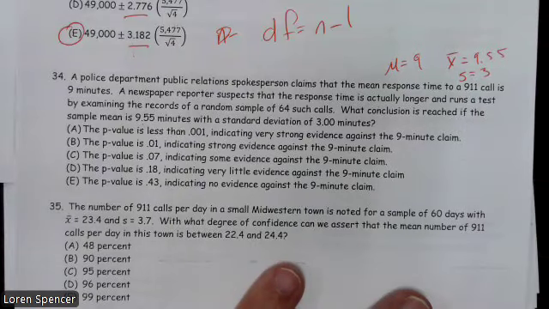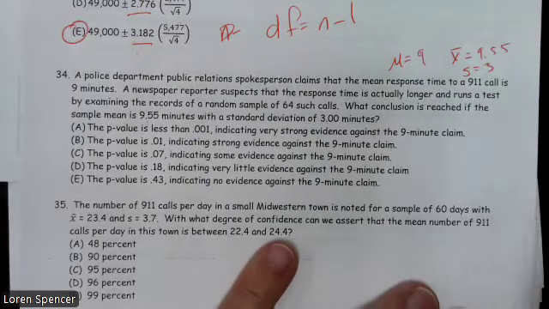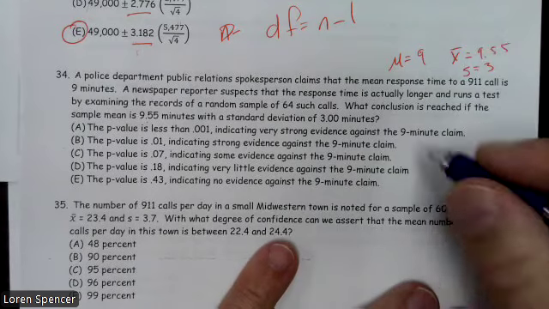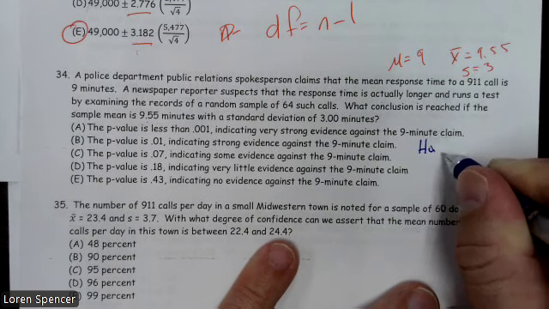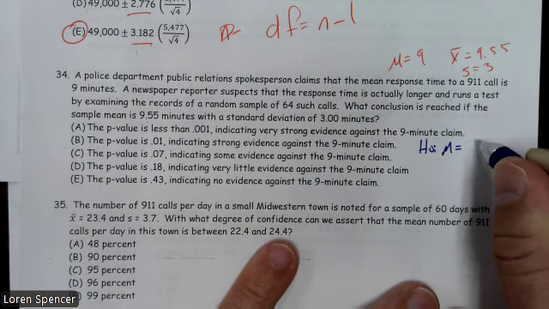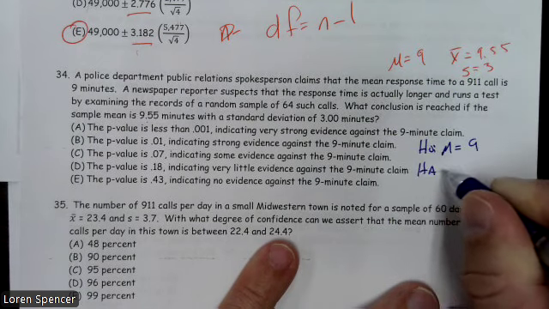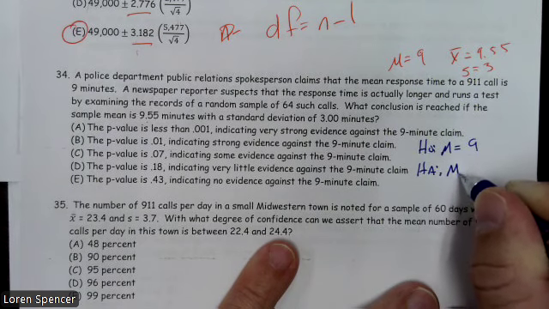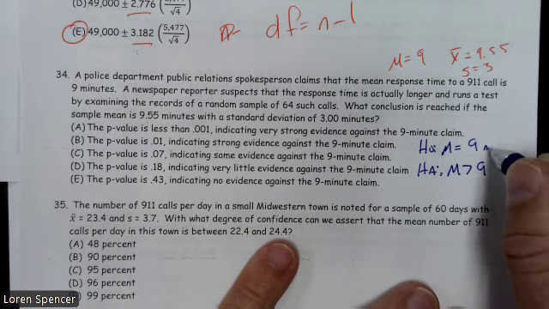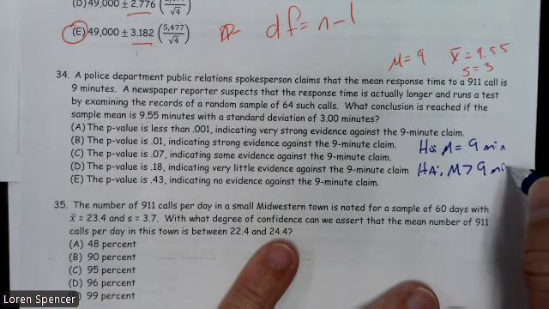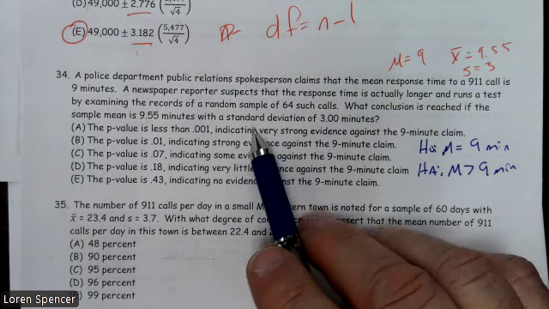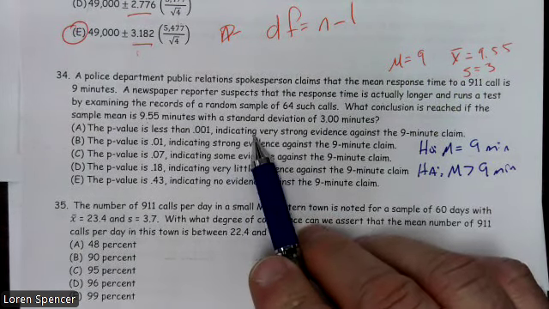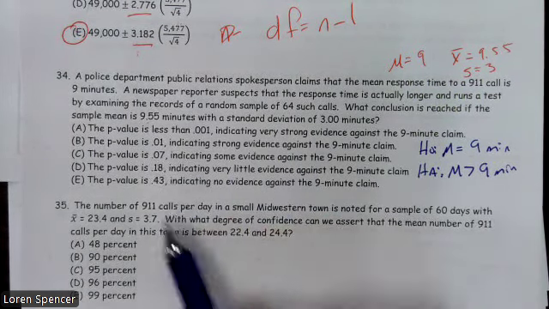And so in this case, H0 is going to be mu equals 9, and our alternative is mu is greater than 9 minutes. All right. What conclusion is reached if the sample, right? So we need to calculate our p-value. That's what they're asking us for, because we look at these and say, oh, p-value.